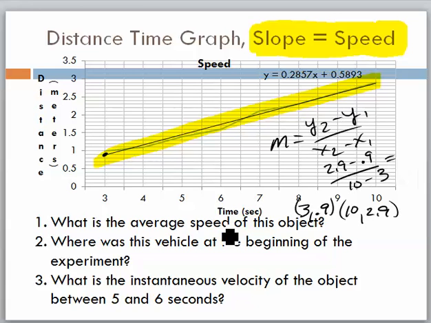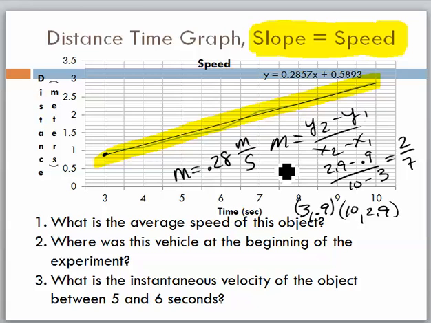So the average speed is the slope of my trend line, because it takes an average of all of the points. To do that, 2.9 minus 0.9 gives me 2. 10 minus 3 gives me 7. 2/7 tells me then that we've got a speed of about 0.28 meters, because the y is in meters, and my x is in seconds.